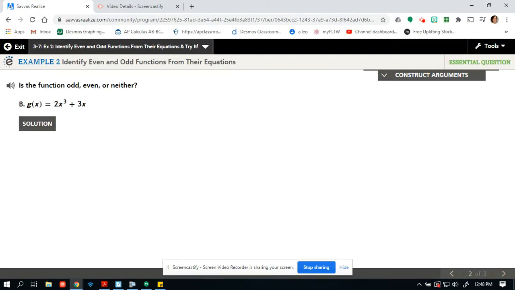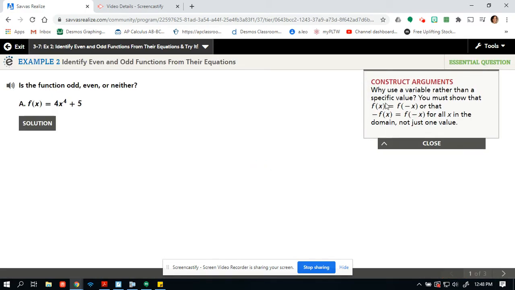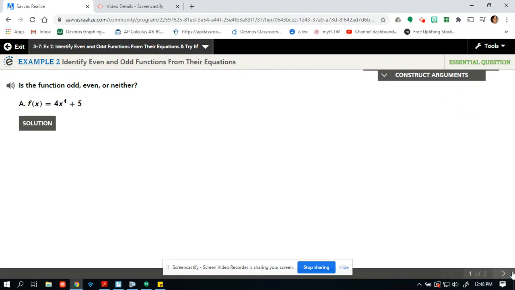So the next, let's see there. Why use a variable rather than a specific value? You must show that f of x does equal f of -x, or that -f of x equals that. So might as well just use the x's to show that, and not just one value. Like I said, you might want to use one value, but using multiple values or even all the values makes your argument a lot stronger. So if anything you get from math, even if you don't get the algebra, is learning how to make your argument, make your reasoning stronger.